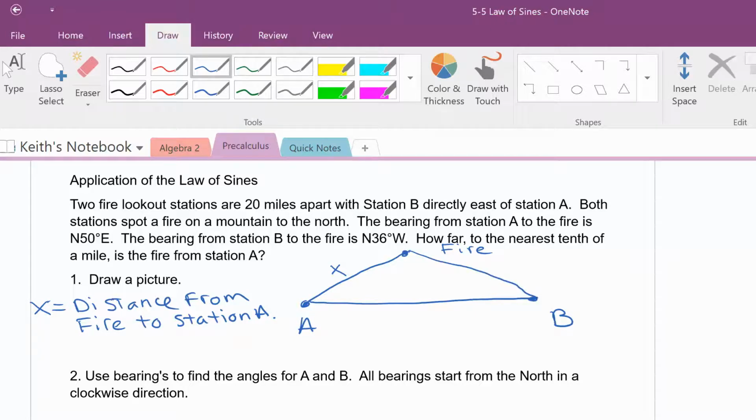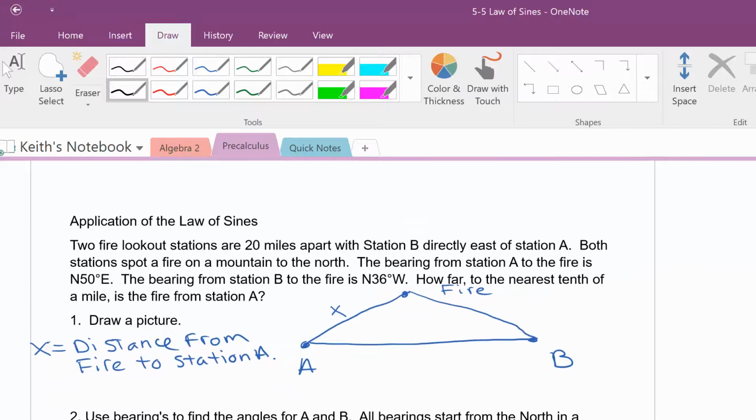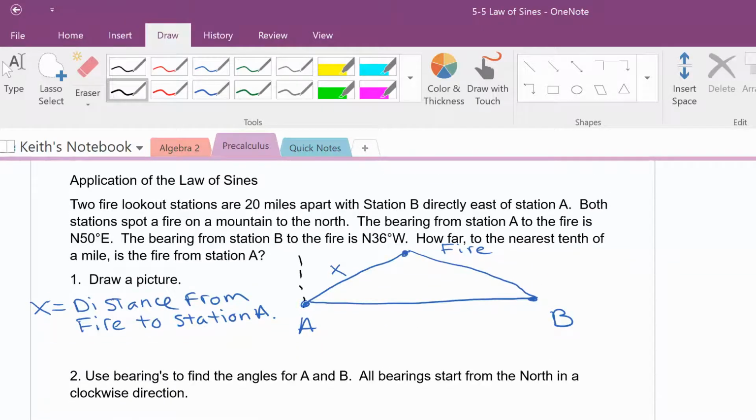Now, the bearings, to find the angles. Whenever you're dealing with bearings, bearings always start from the north, meaning if you looked at a compass, like from A here, this is north, south, east, west. So it says it's from station A, it's 50 degrees northeast, which means this is 50 degrees, which means if you went all the way, it's 90. So this little space here has to be 40 degrees.